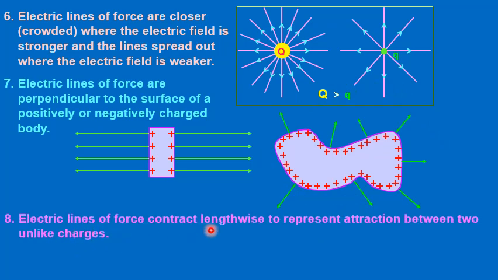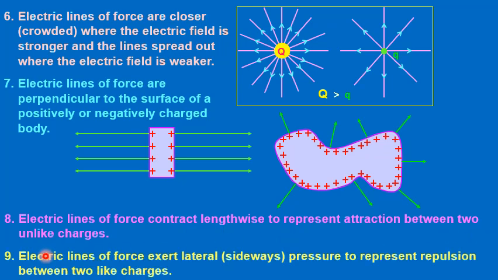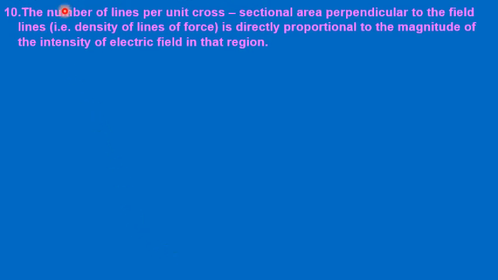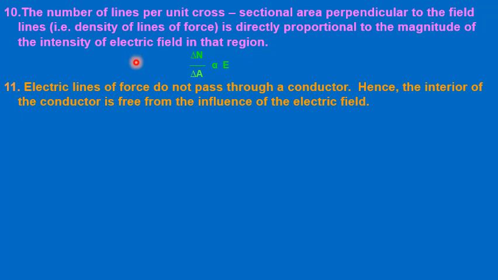Electric lines of force contract lengthwise to represent attraction between the two unlike charges. Electric lines of force exert lateral sideways pressure to represent repulsion between two like charges. The number of lines per unit cross-sectional area perpendicular to the field lines is directly proportional to the magnitude of the intensity of electric field in that region. Delta N upon delta A is proportional to E. Electric lines of force do not pass through a conductor, hence the interior of the conductor is free from the influence of the electric field.